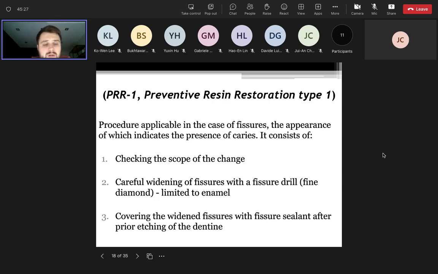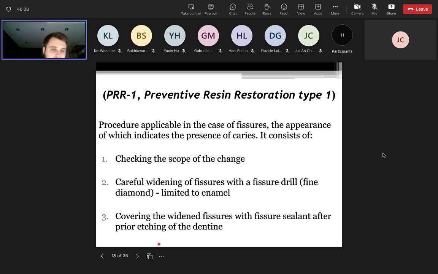So at first we check the scope of the changes. Then we open the fissures with a diamond bur, but we have to stay in the enamel layer of the tooth. We don't go into the dentin. When we remove a little bit of the enamel and all caries is gone, then we cover the widened fissures with fissure sealant, of course after etching and cleaning the tooth. So the PRR 1 is more like a little bit of widening of the fissures.